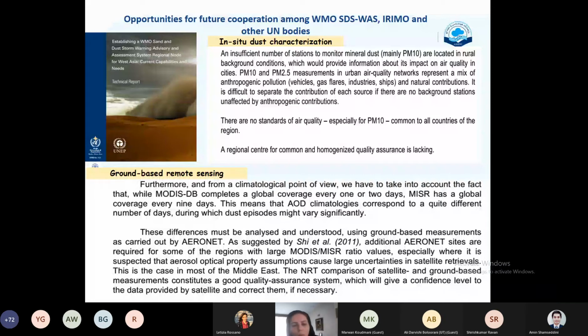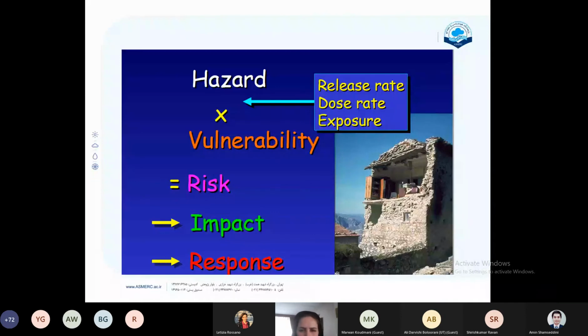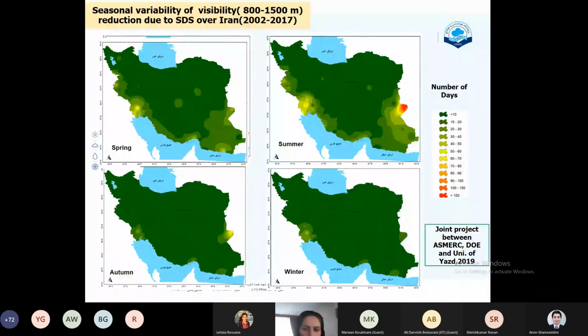As you may consider, in order to have a better clarification of risk, we have to know about the hazards and vulnerability, as well as the property. In this research, which was a joint project with the Department of Environment, the University of Yazd and several other universities, the Atmospheric Science and Meteorological Research Center used the visibility data from synoptic stations over the region, and you can see the very risky places by the color shown here in red. And this is the area of our study.